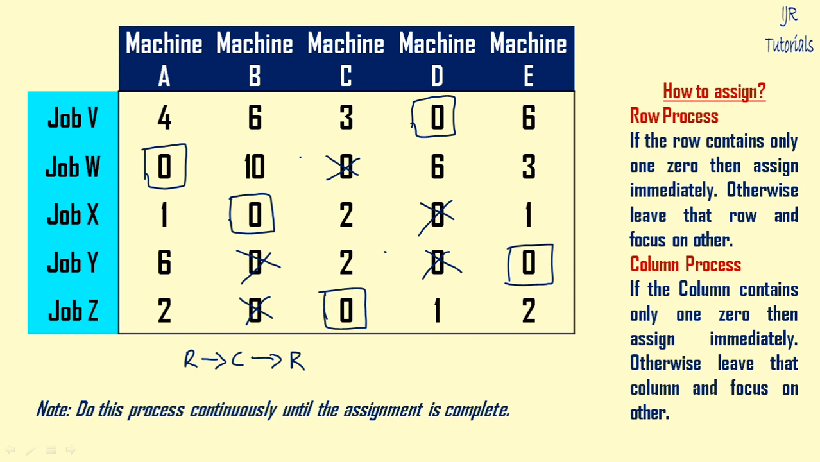How can we say that we can reach the optimal solution? Number of rows is equal to number of columns is equal to number of assignments. See how many rows are there? 5. How many assignments are there? 5. And how many columns? 5. And how many assignments? 5. That means all are equal. So that means we can reach the optimal solution.